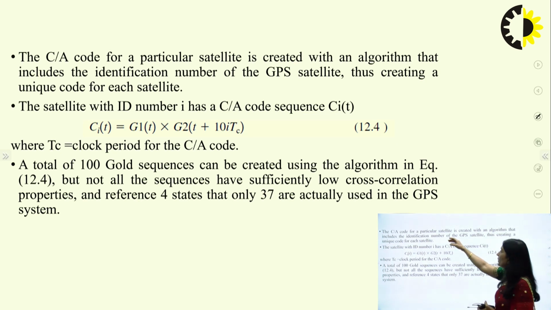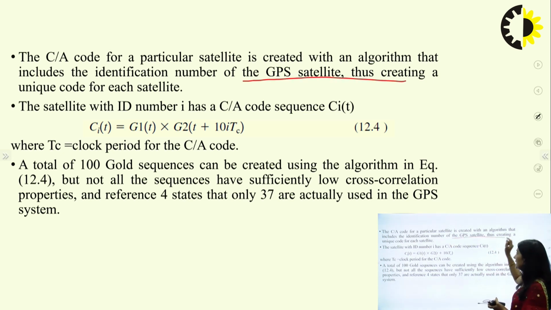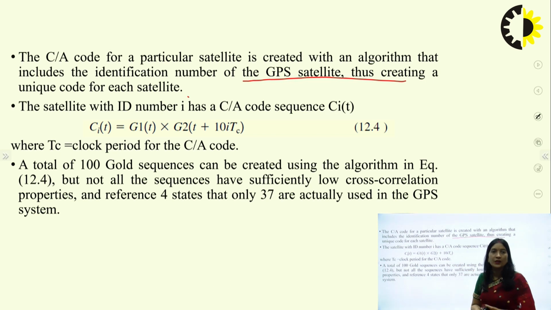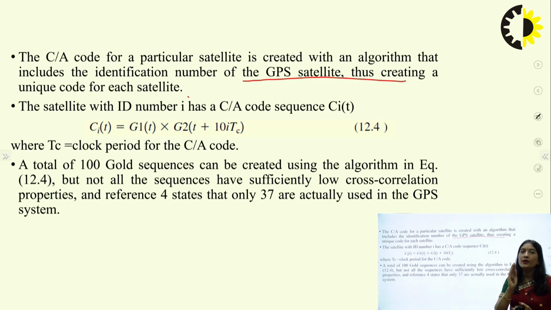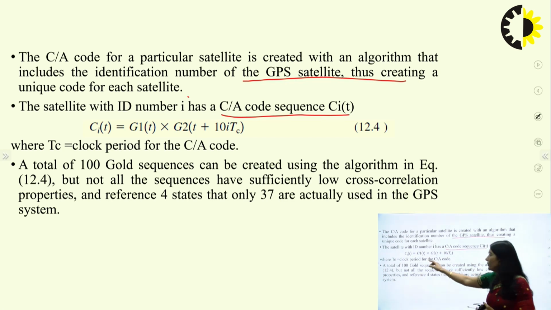The C/A code for a particular satellite is created with an algorithm that includes the identification number of the GPS satellite, thus creating a unique code for each satellite. Okay, so there will be a unique code for each satellite. What we are doing is giving an ID number to each satellite. So satellite ID number i has a C/A code sequence Ci(t). Like for the first satellite it will be C1(t), second satellite C2(t), third satellite C3(t).